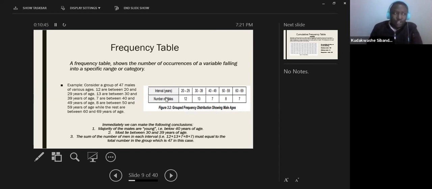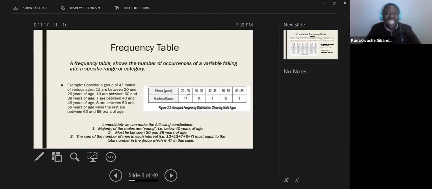It has 2 columns, where one is the intervals, the years, and then the number of males. So what this table does is show the number of occurrences of a variable falling into a specific range or category. What I'm trying to say is, here we can see that one interval of the years is 20 to 29. So how many people out of 47 males do we have that fall in it?